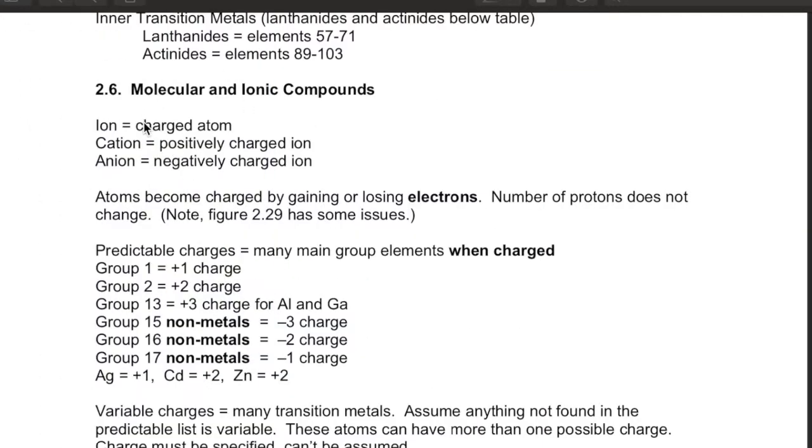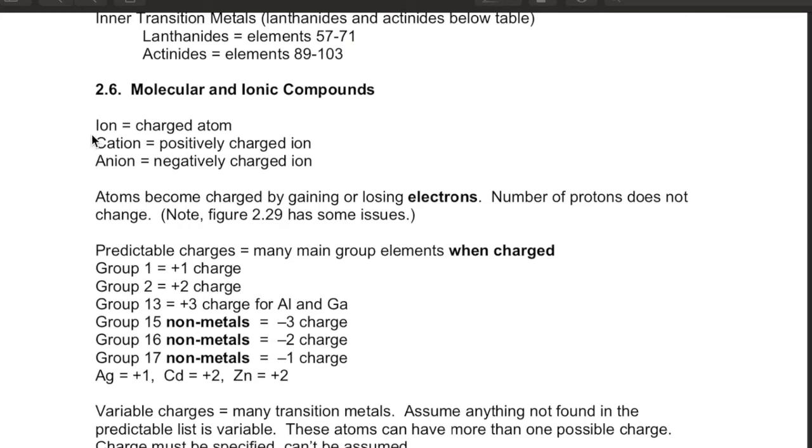A very important first step in being able to name a compound or understand its properties is being able to tell whether a compound is molecular, is it a covalent molecule, or is it an ionic compound. An ion is an element that has a charge.